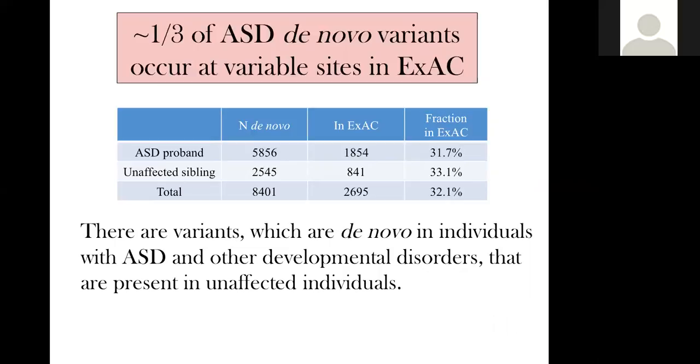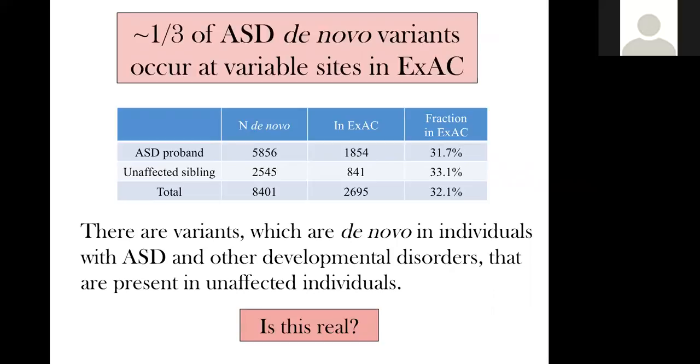So these are sites in the genome where we observed the mutation occur, and these mutations have occurred prior in human history. So this was surprising because there's this assumption that these are rare, they're highly penetrant, and they shouldn't be seen in other people. So the fact that a third of these are seen in other individuals is striking.